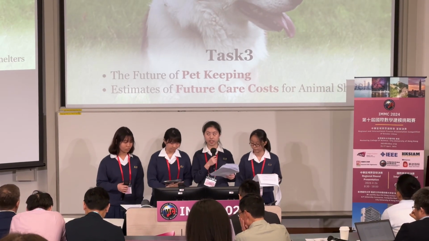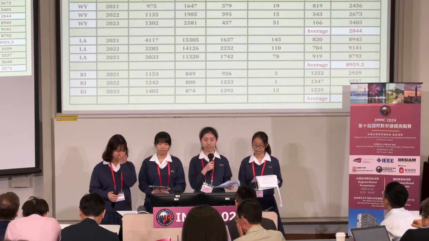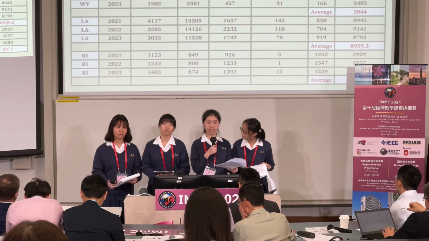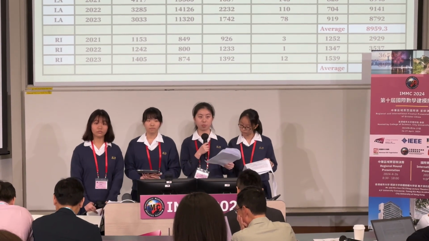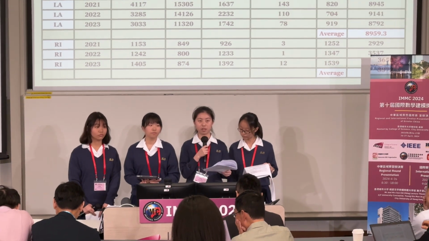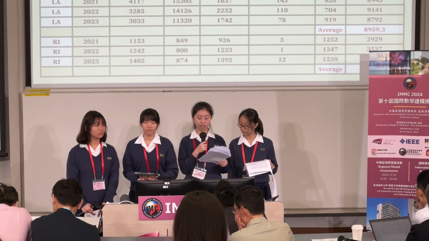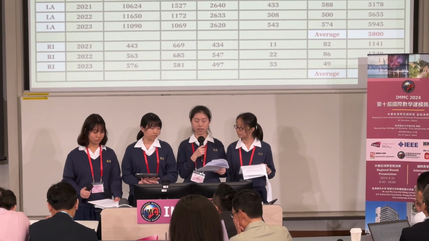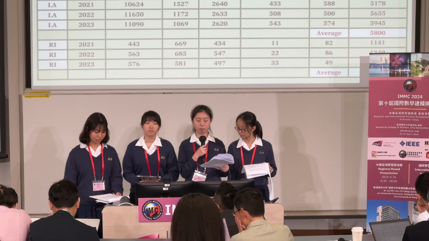Test 3. This data is obtained from sheltered animals count, representing the number of cats housed in shelters in Wyoming, Louisiana, and Rhode Island from 2021 to 2023, with the respective averages calculated for each state. As on the previous page, this page is calculating the average number of dogs.